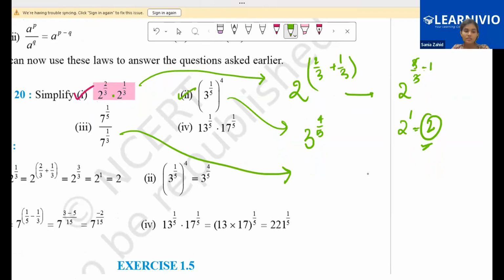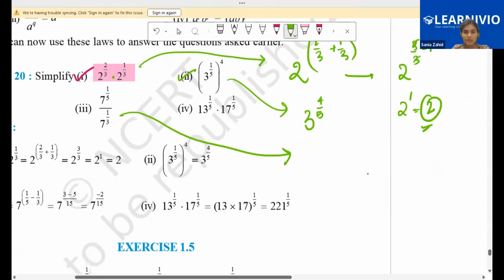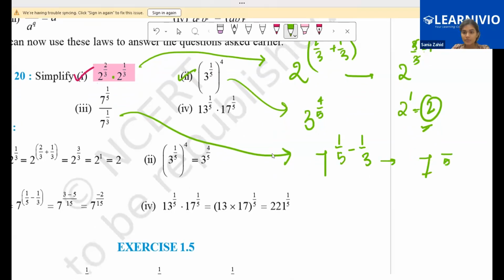What do we do to the powers, children? Subtract it. We subtract the powers exactly. So it becomes 7 to the power 1 by 5 minus 1 by 3. So it becomes 1 by 3 only. So 7 to the power 3 minus 5 is minus 2 by 15.